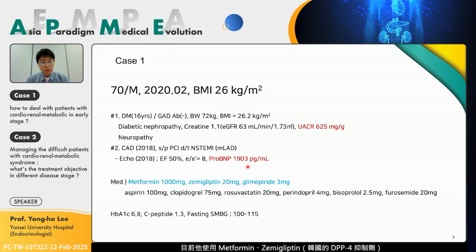HFpEF. He was currently treated with metformin, zemigliptin, which is a DPP-4 inhibitor in Korea, and a sulfonylurea. He was referred to my clinic for other medication that helps to control his glucose levels. So this is a typical long duration of diabetes with multiple complications such as nephropathy, and he also had neuropathy, and was diagnosed with macrovascular complications as well.